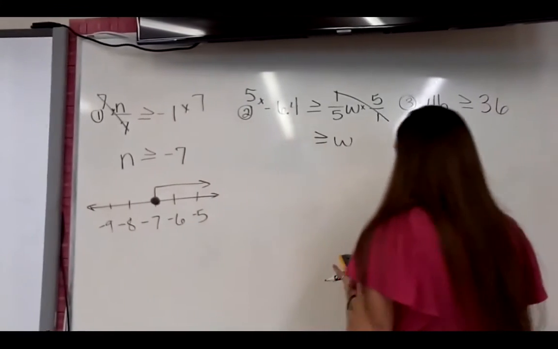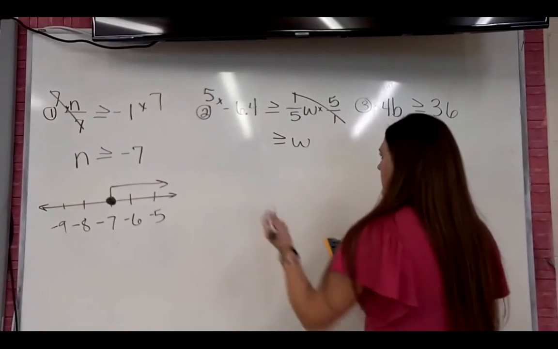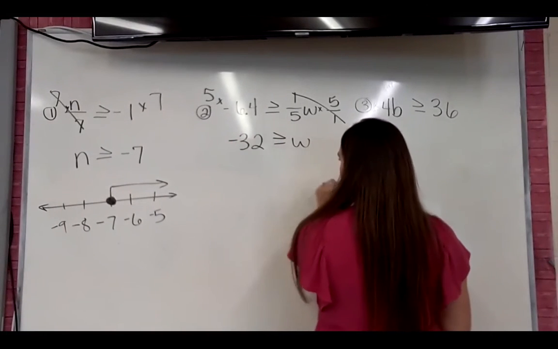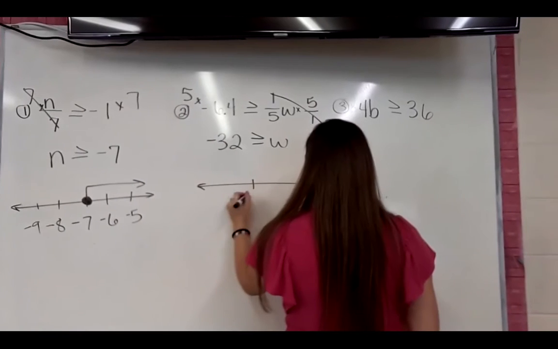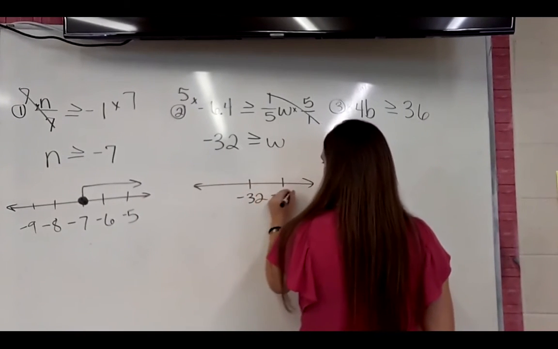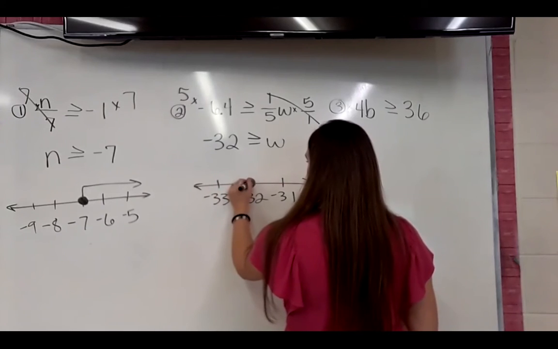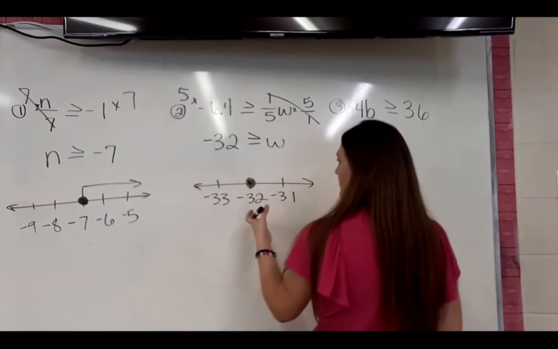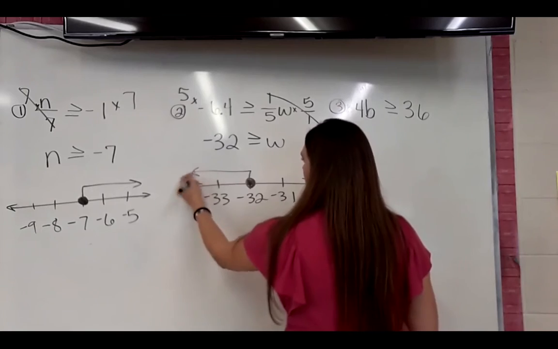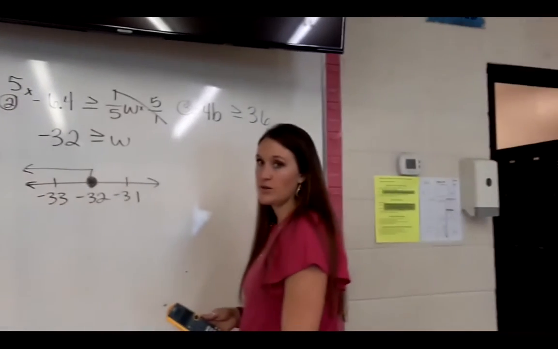Okay, 5 times negative 6.4 is negative 32. It is a closed circle again. And negative 32 is greater than or equal to w, so that means w is smaller. So it goes to the left.